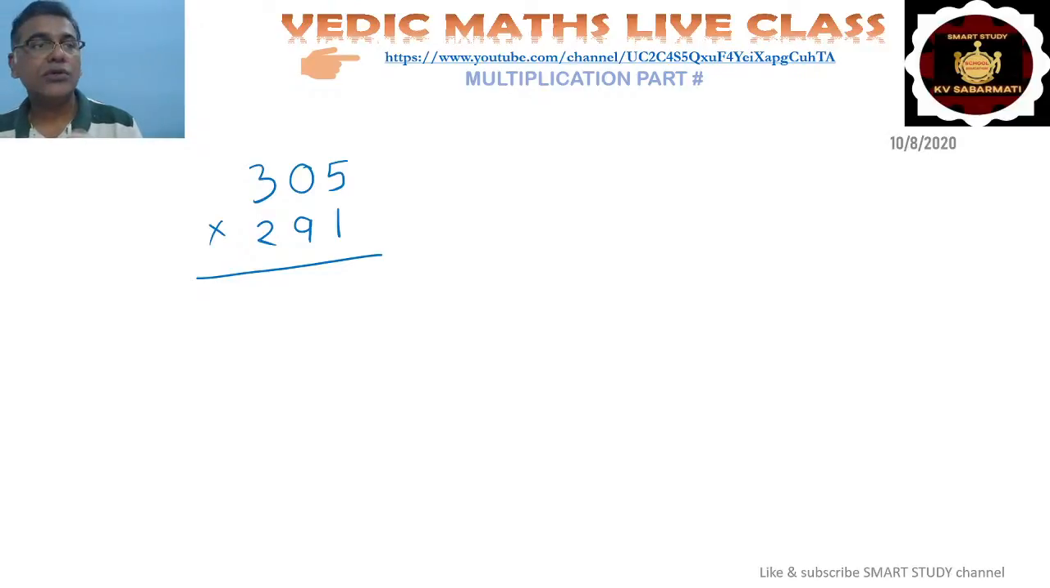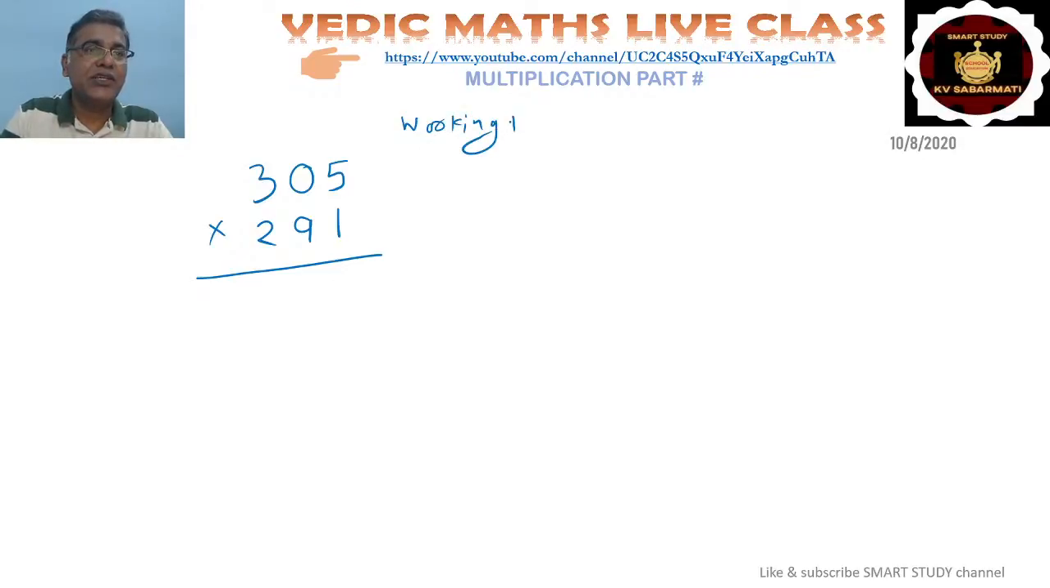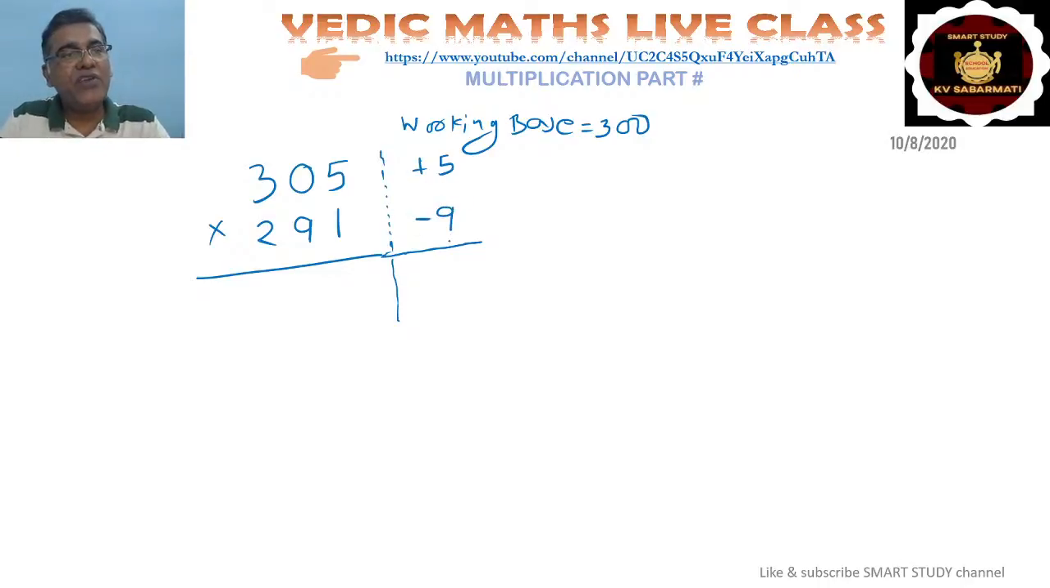64455. You have to check the answer. Okay, so here one number is 305 and one number is 291. Here I am considering the working base, based on which you will find the differences. Working base is 300. So 305 is 5 more and 291 is 9 less. So 5 into 9 is 45, but plus 5 minus 9, so this will become minus 45.